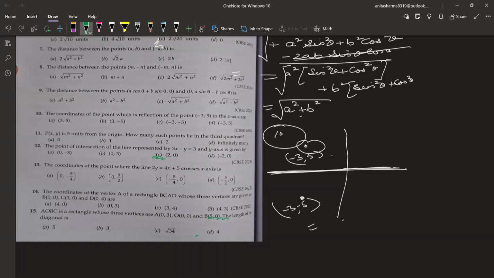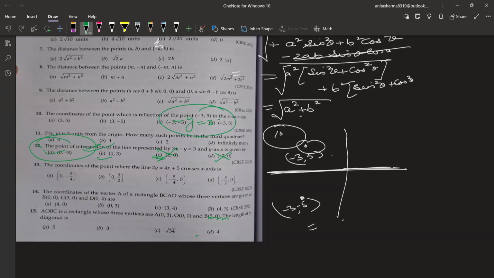Ma'am, y is -3. Right, beta? So we can cancel now. Between these two, A and B, we have to choose. Ma'am, A. So x is 0. See, x is 0. So minus y will be equal to 3. So the value of y will be 3. So option A will be the correct answer. Understood, children? Yes, ma'am.